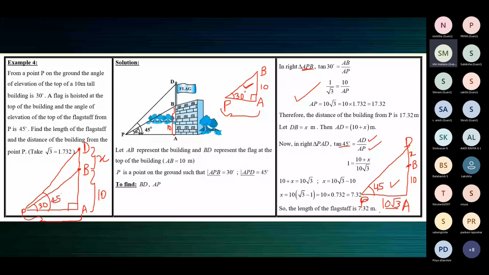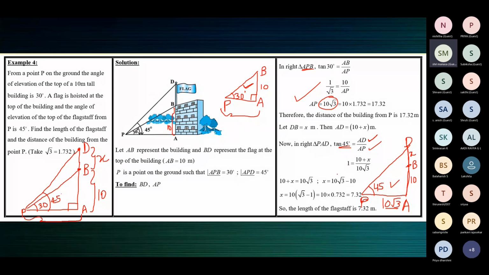So in right triangle PAD, tan 45 is equal to opposite AD by adjacent AP. Your eyes must be looking at everything. Don't have a blank mind. Now tan 45 is 1. What is AD? You can write AD as 10 plus BD, or 10 plus X. That's your choice. 10 plus BD is also fine, by AP, which is 10 root 3. We found earlier that AP is 10 root 3. That was not given to us, but we found it.